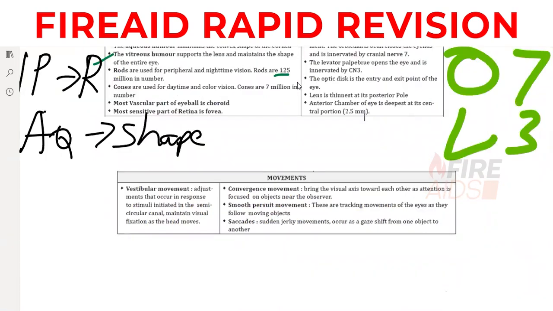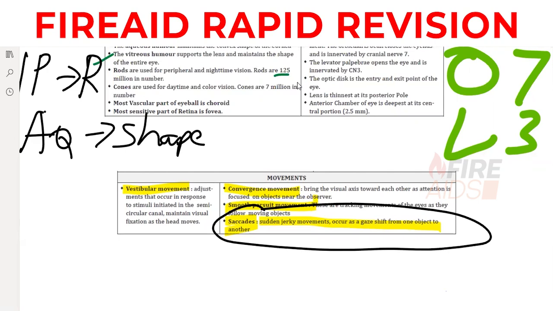Then comes the eye movements. A very long back asked MCQ was saccadic eye movement. These are sudden jerky movements that occur as gaze shifts from one object to another. You just need to know the other movements also: vestibular, convergence, and smooth pursuit movements. As far as FMG is concerned, at least for the previously asked MCQ, saccades are sudden jerky movements occurring as gaze shifts from one object to another. If you know this, that should be fine.